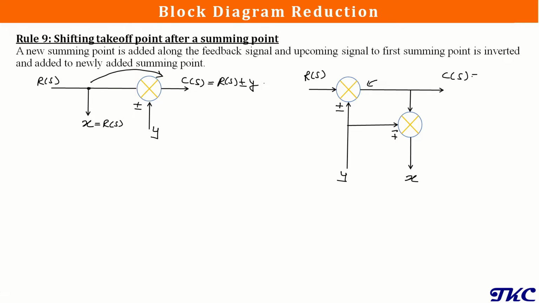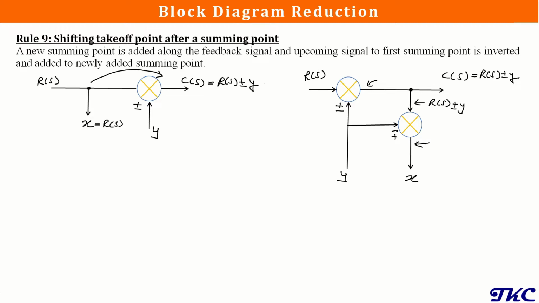So the output will be R(s) plus or minus Y. Now to get the value of X, we need to know the value of the signal after this takeoff point. So it will be R(s) plus or minus Y, that is the output signal. At this summing point, this output signal and this Y in inverted form will get added up, and we will have the value of X.